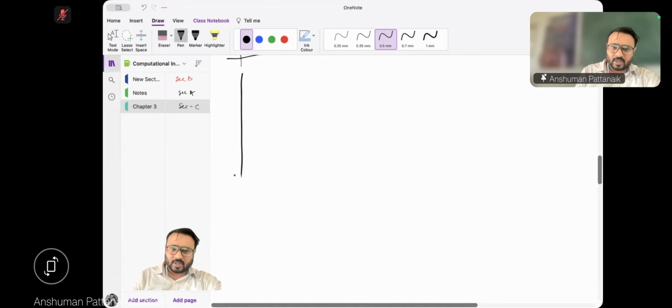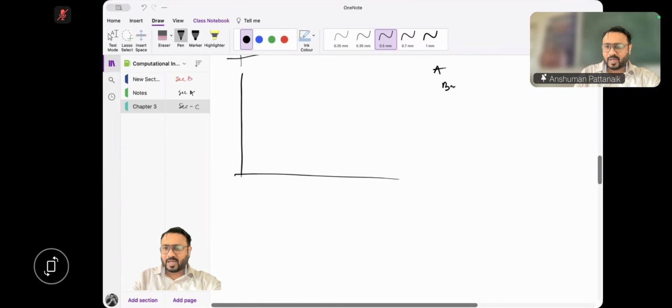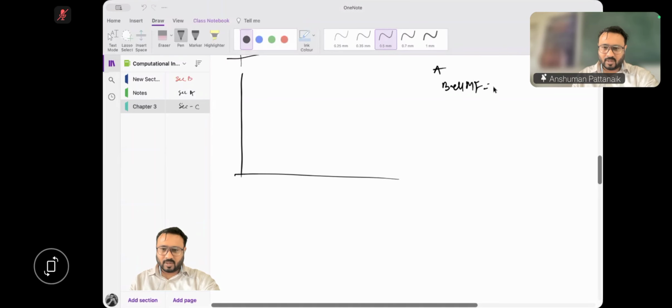Let's draw the membership function, or we can say set A. Set A is nothing but Bell MF. What is the equation of Bell MF?